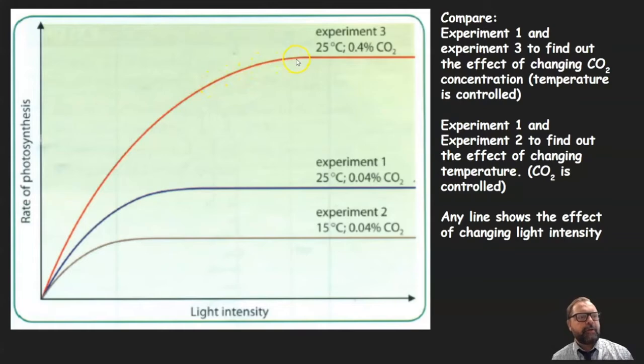And all of the lines level out. At the point that they level out, something else is limiting photosynthesis other than light intensity. So for example, in experiment 3, at the point where it's become horizontal, we could increase the rate of photosynthesis further only by increasing the temperature or increasing the CO2 percentage.